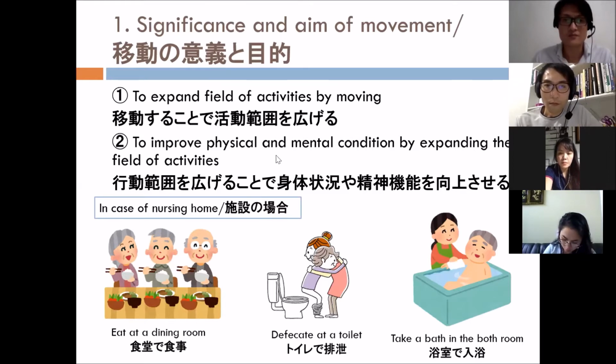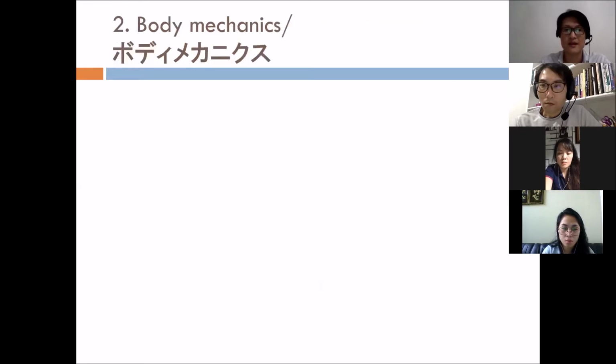Even people living in the nursing home need to move. When they eat, they need to go to the dining room. When people defecate, they need to go to the CR. As you can see, movement is related to other ADL activities.